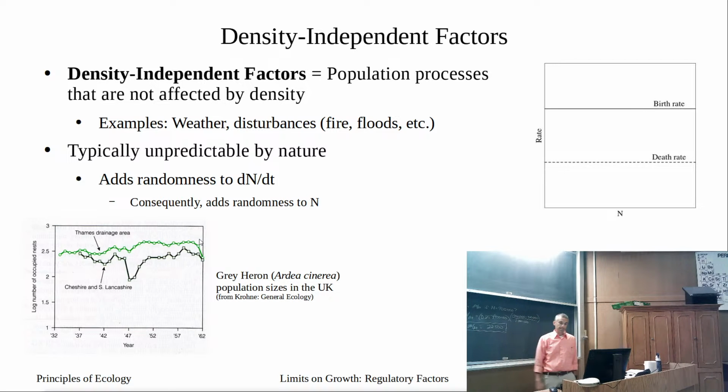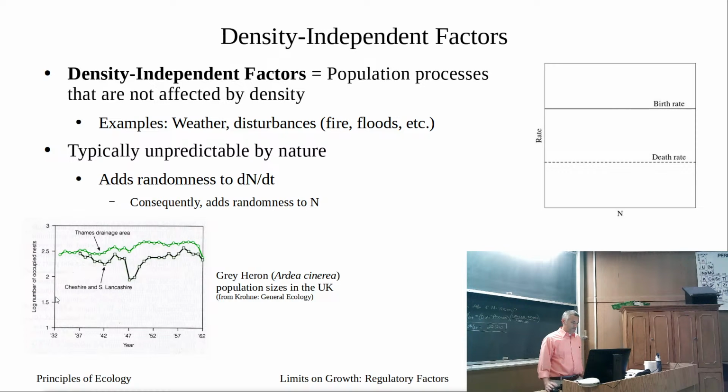All right? So if we look at a graph like this again, where we have our rate, and this is birth rates or death rates, against population size, our birth rates and death rates are going to be constant because they're not going to be affected by our population size. This is a clue that we have density-independent factors regulating our population.